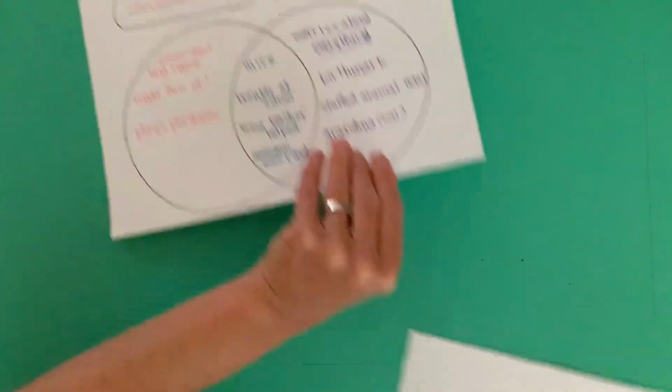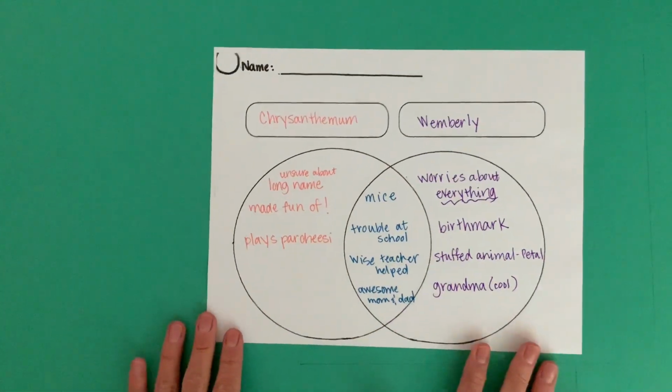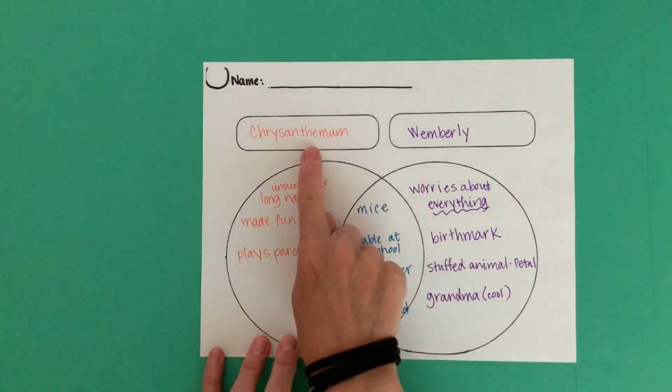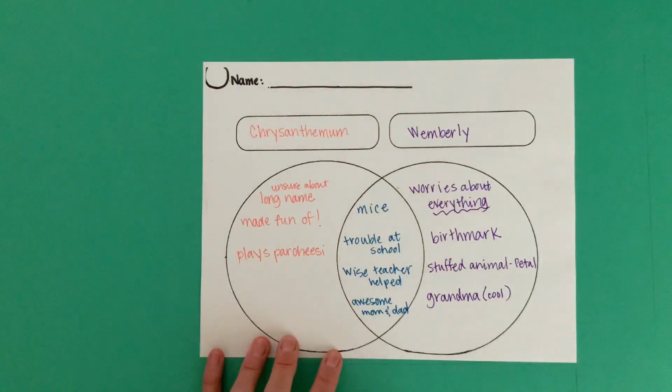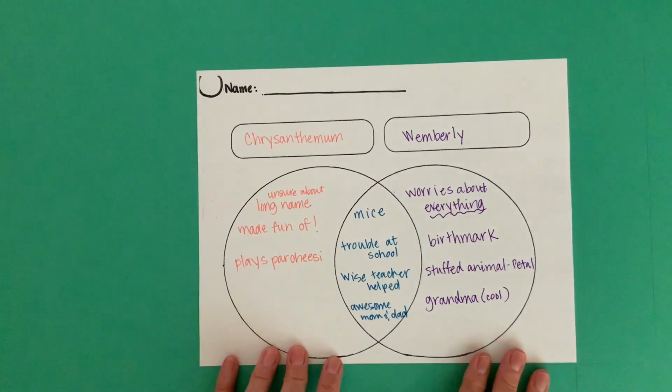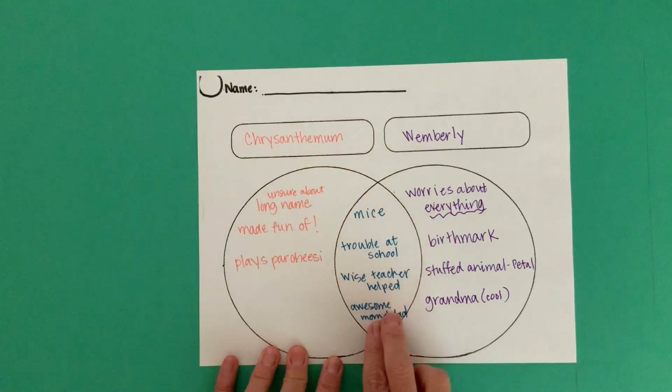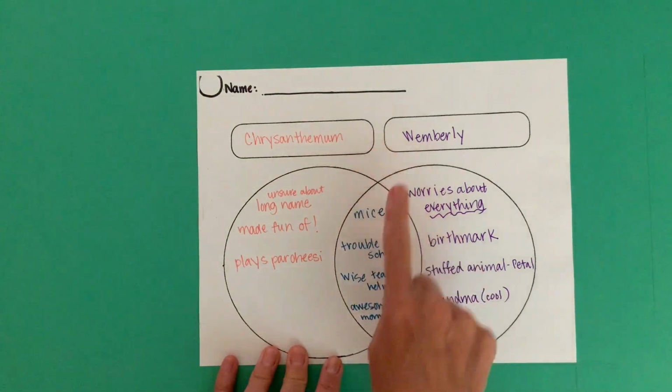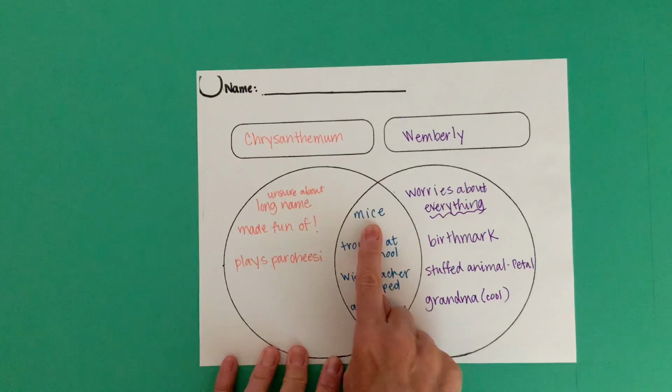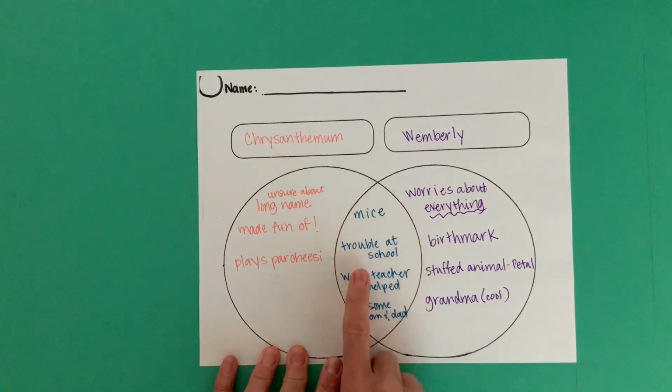And today we're working on doing it with books. So I wrote up this one comparing Chrysanthemum and Wemberley. You can see another example of how we're going to use the Venn diagram as a tool to organize our thinking. The center part are things that were the same. Chrysanthemum and Wemberley are both some of Kevin Henkes's mice. He did that whole collection of mice stories. And they both had trouble at school, and they had a wise teacher that helped them, right? And they both have an awesome mom and dad at home.